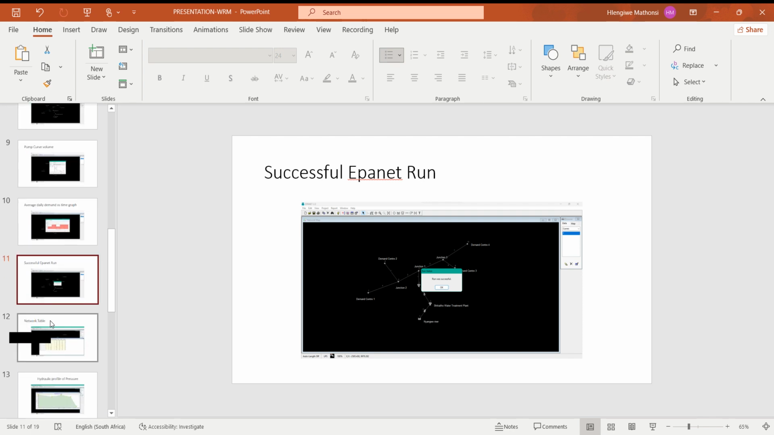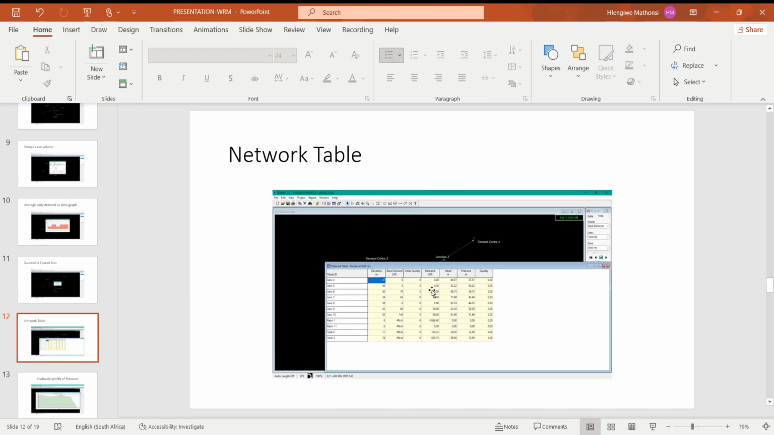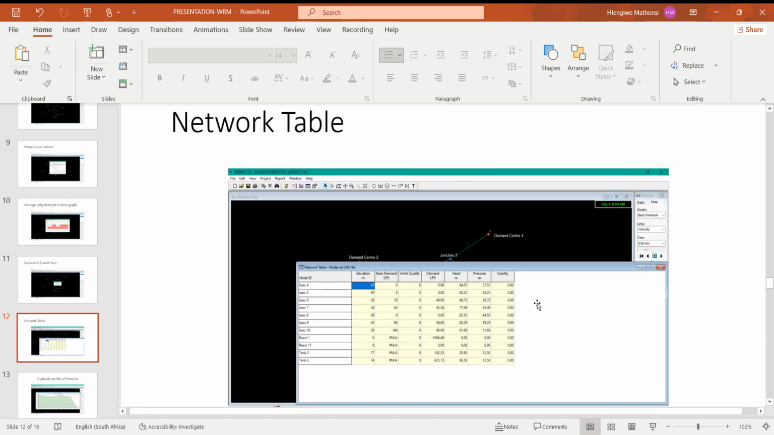And then I also did the network table, and in here you'll see that we have the elevations which were added, elevations for each junction, the tank and the reservoir. And we have our base demand as given in the practical brief. Here we have our initial quality, our demand in LPS and head, and it shows positive pressures, which means everything is going accordingly.